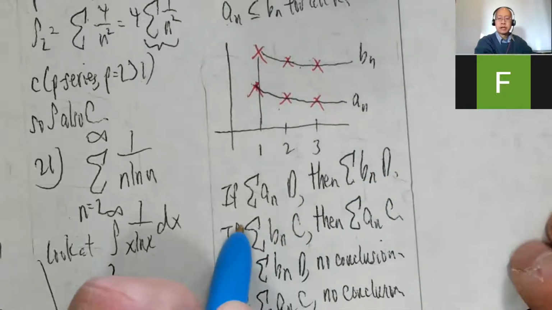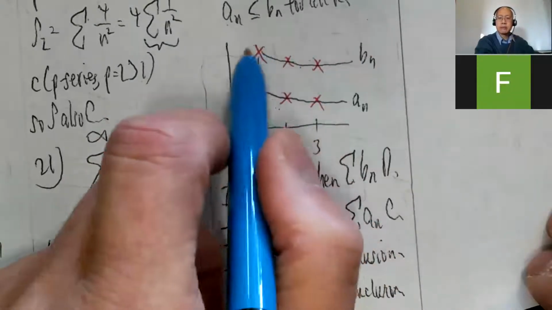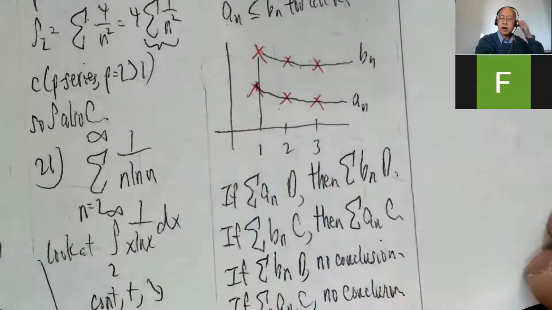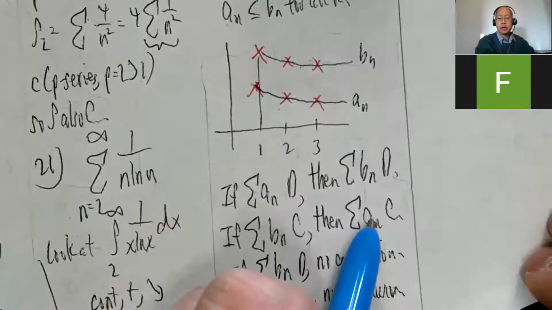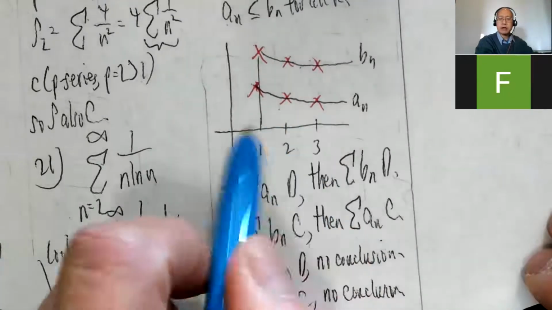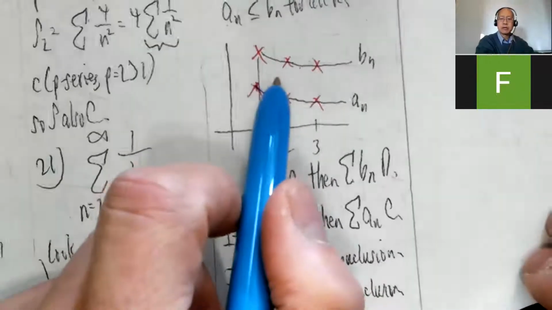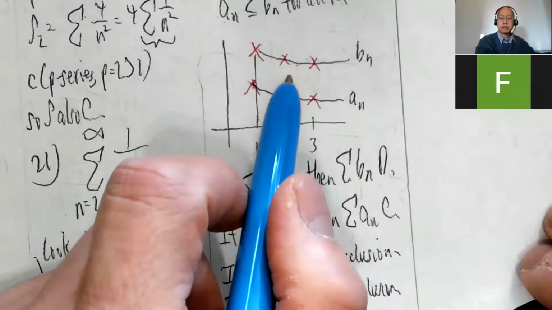The other variation: the summation of the b sub n's converges. The bigger series converges. You have a finite area under that curve. What does it tell me about the summation of a sub n? It also converges, right? How can you have an infinite amount of area here when the bigger series already is finite? Okay, that's the way the comparison test works.